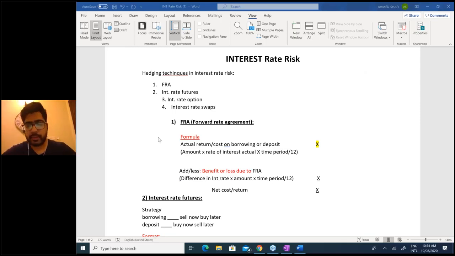Okay, on request of a few students, let's repeat it. So FRA is a contract of rate fixation in which we fix interest rates. We don't fix currency rates. That's a forward exchange contract. We fix interest rates.